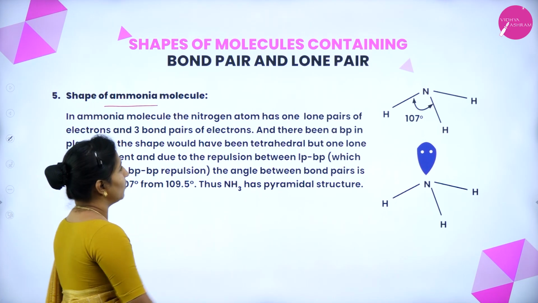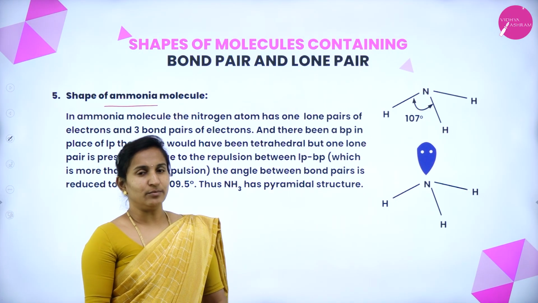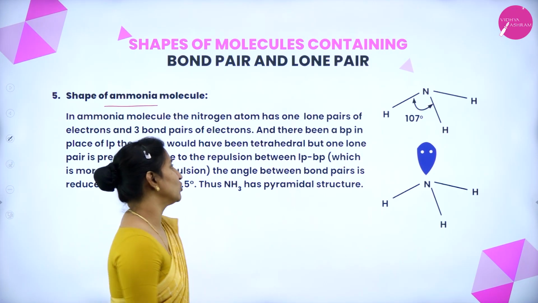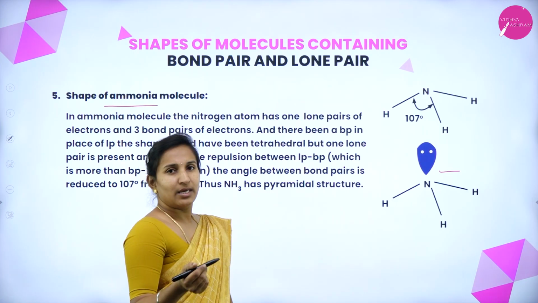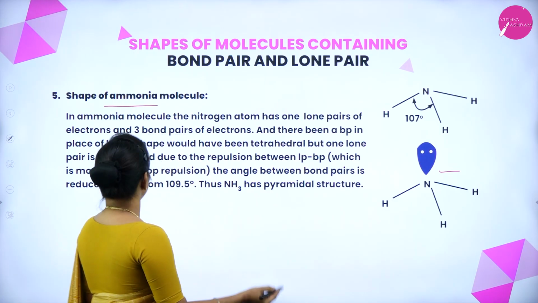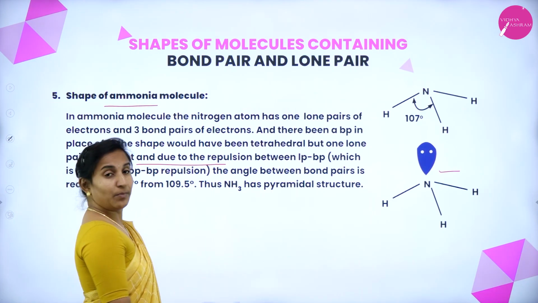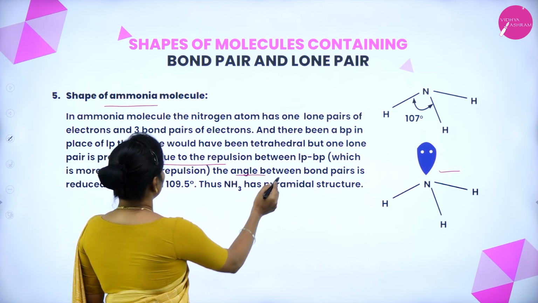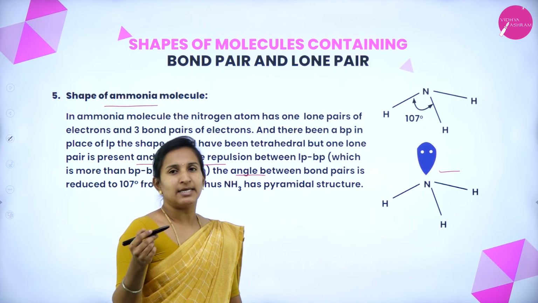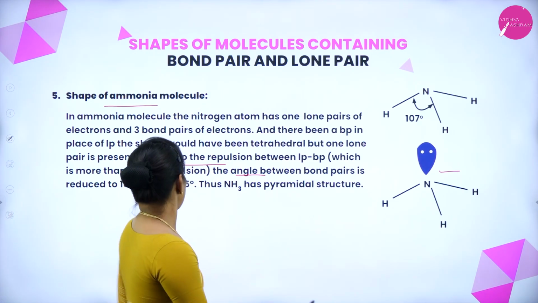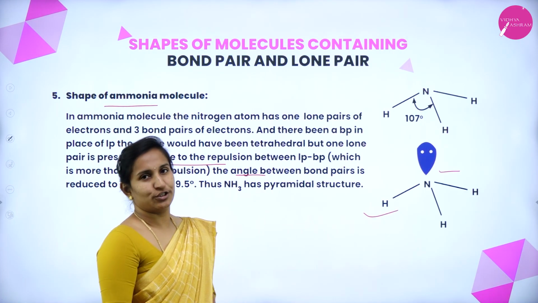Shape of the ammonia molecule. In the ammonia molecule, the nitrogen atom shows 3 bond pair electrons and 1 lone pair electron. The shape would be a distorted tetrahedral, but due to the lone pair-bond pair repulsion, the angle decreases from 109 degrees 28 minutes to 107 degrees, and it shows a pyramidal structure.